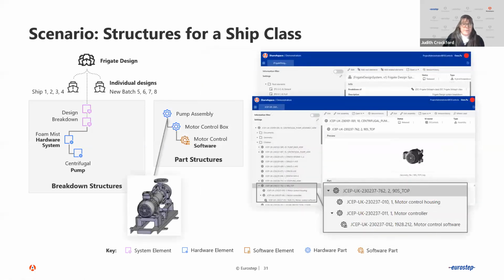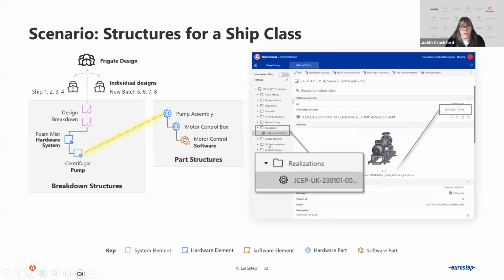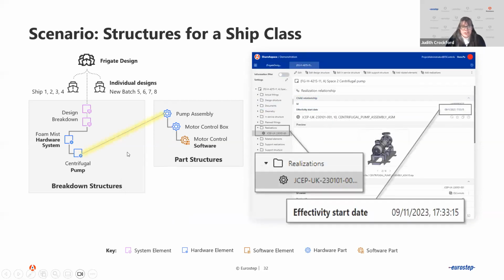Okay, we've also got a completely independent part structure in the system. So I've got a pump assembly, which has got lots of components in it. Again, I'm just concentrating in here on some of the motor control housing. So we've got some parts in here. We've got some software parts as well in this part structure. And then there are relationships between them.